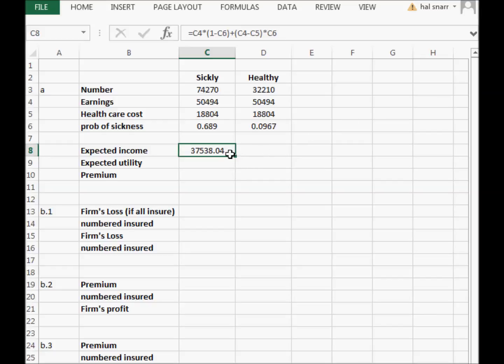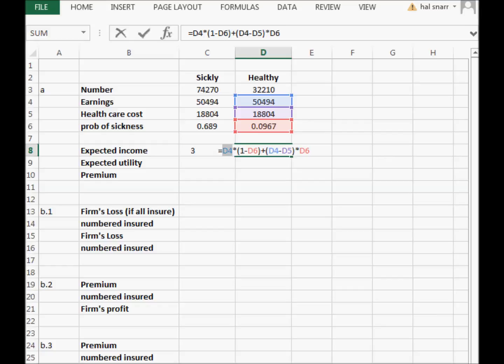And then we do the same for healthy people. If the person does not get sick, the probability of that occurring is 1 minus D6. If they don't get sick, then they just get their earnings. If they get sick, however, which has a probability of D6, they have to pay to get better, which is in cell D5. And you have to subtract that from the earnings in D4. So I'm going to copy these two things into Cengage now.